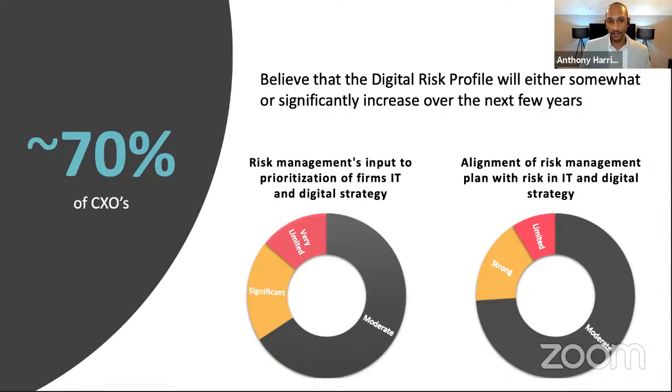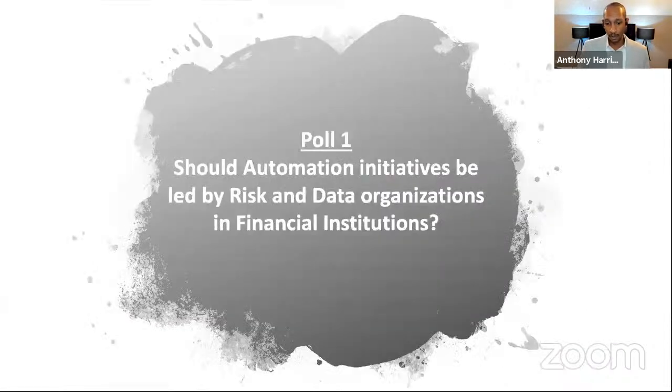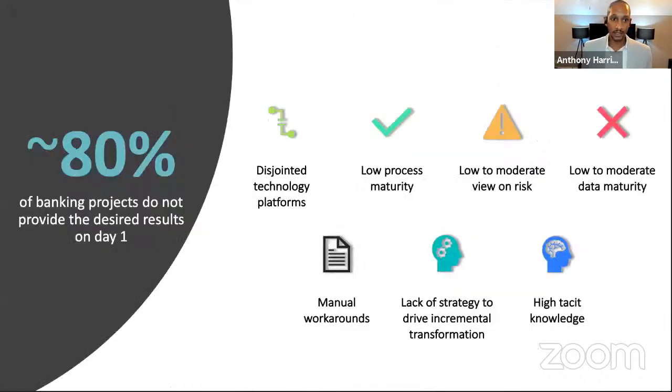So with that, this is going to lead us into our first poll, which our moderator Nora will be capturing the results of. Our first poll is related to, should automation initiatives be led by risk and data organizations within financial institutions? While you all ponder on that, I'll move to the next slide to continue on this journey of our current reality.